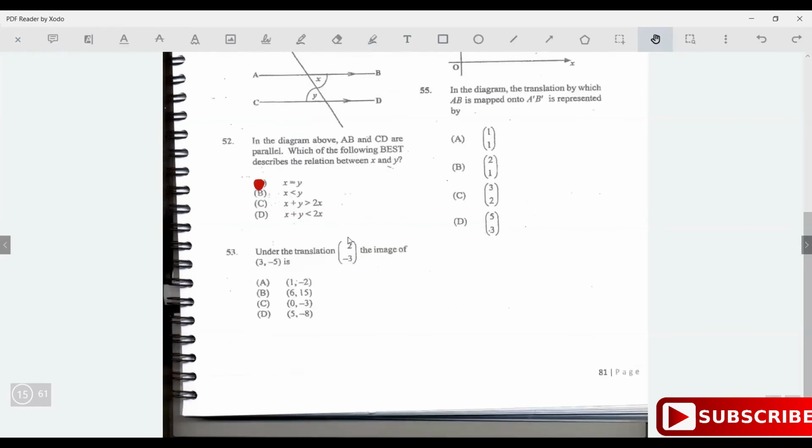Question 53. Under the translation (2, -3), the image of (3, -5) is? So you have (3, -5), and you're going to add it.